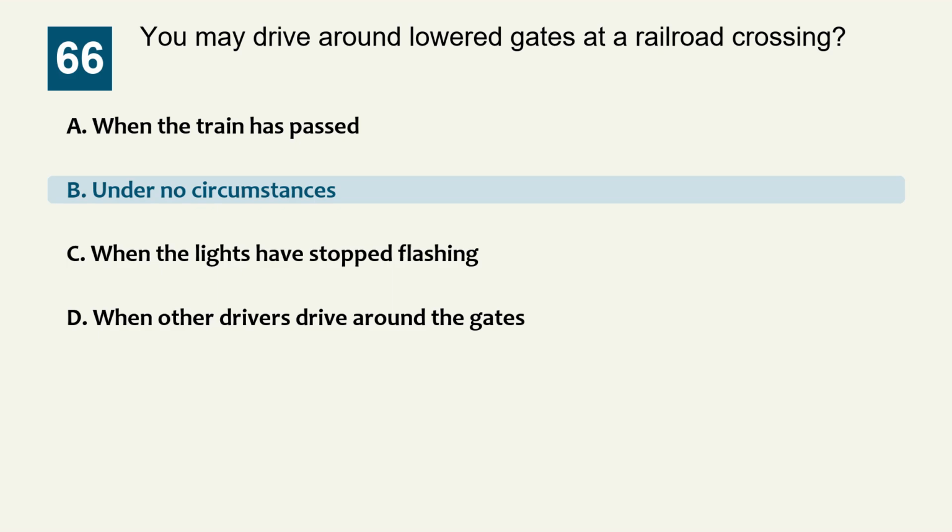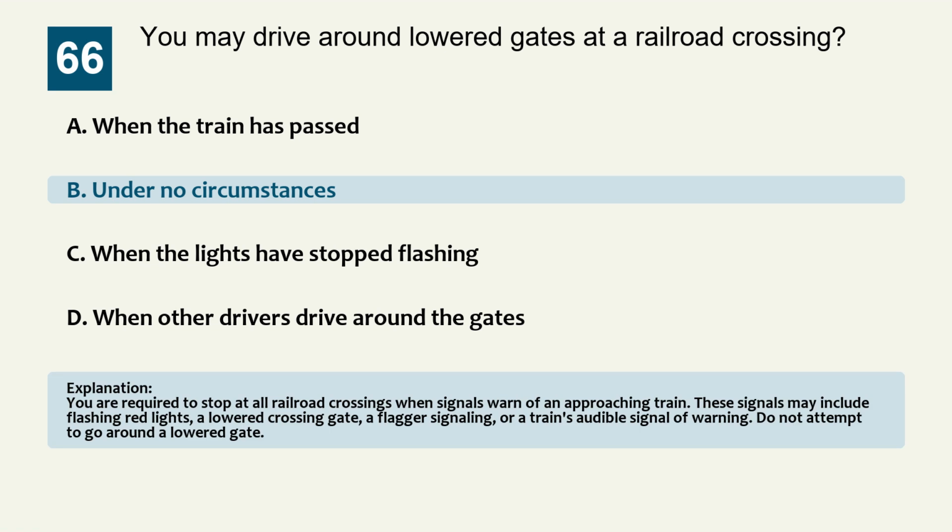The correct answer is option B, under no circumstances. You are required to stop at all railroad crossings when signals warn of an approaching train. These signals may include flashing red lights, a lowered crossing gate, a flagger signaling, or a train's audible signal of warning. Do not attempt to go around a lowered gate.